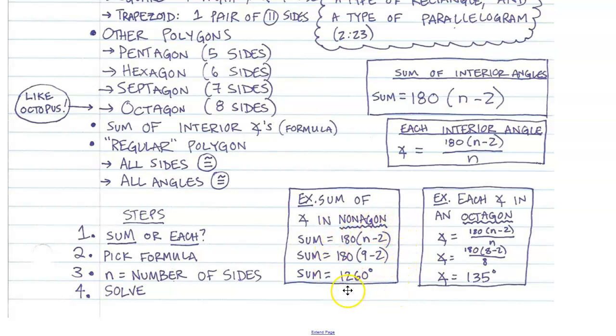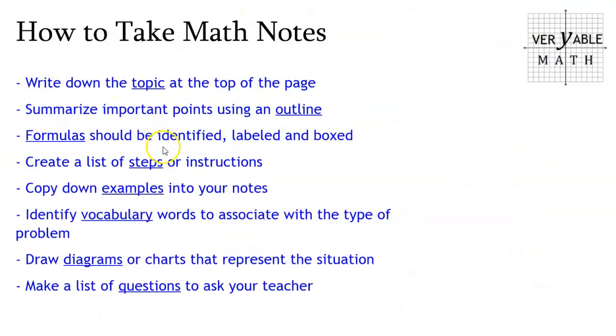Easy way to analyze the thought processes involved. After I've written down all the examples, I should identify vocabulary words to associate with the type of problem. Keep in mind that I'm going to be giving you, or your teacher is going to be giving you, situations where there might be word problems, there might be different vocabulary that might throw you off.